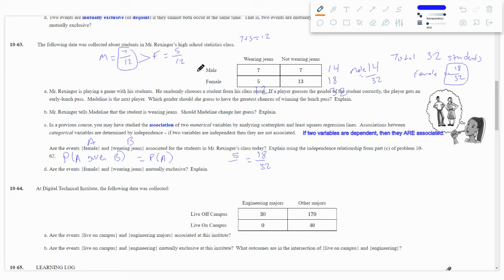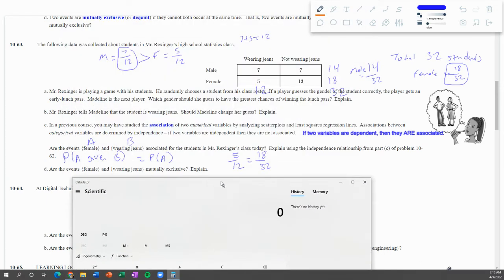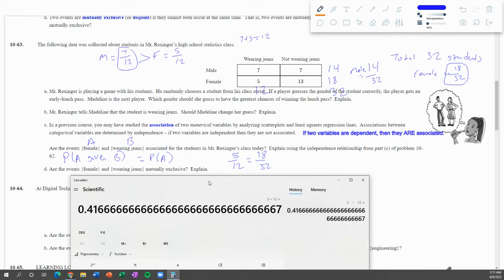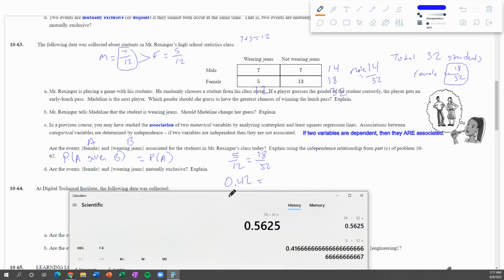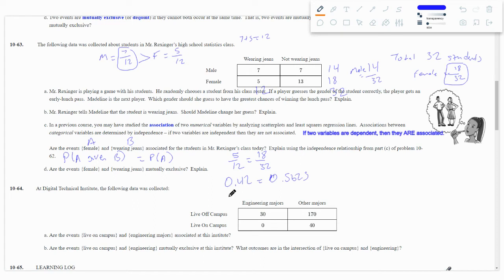So does 5 out of 12 equal 18 out of 32? Well, if you plug that into your calculator, you do 5 divided by 12, you get 0.41 or 0.42 if you round. And then 18 divided by 32, if you do that, you get 0.5625. Are these two equal to each other? No. So because of that, that means they are not independent, which means they are associated. Because the probabilities don't equal, these events are associated because they are not independent.